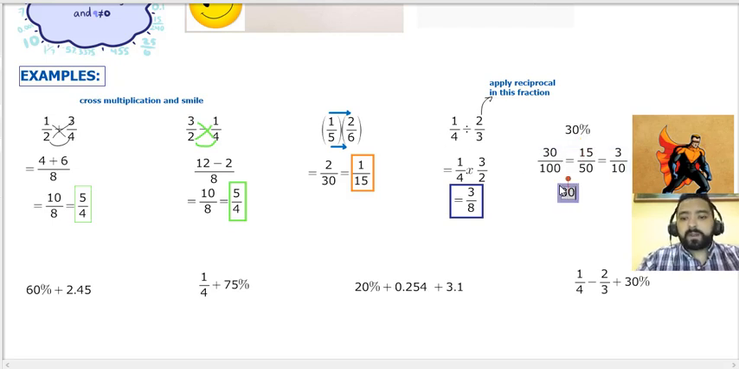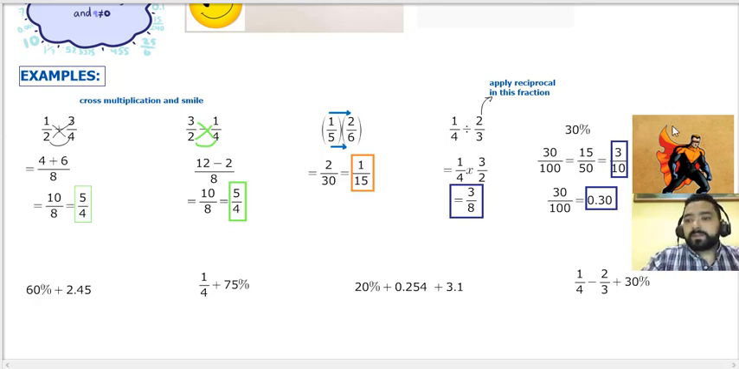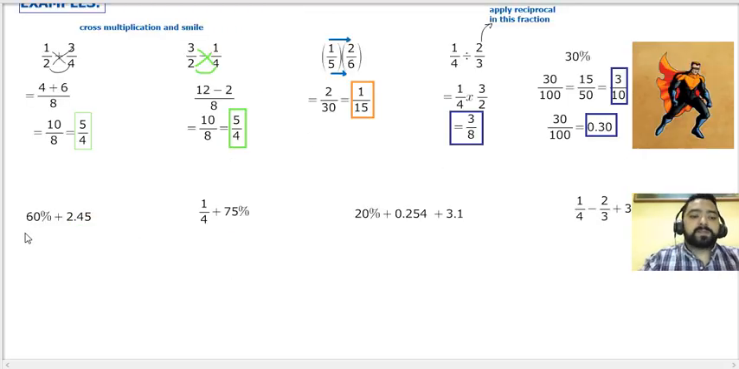But you can also convert this percent into a decimal. How? You're going to divide 30 by 100, and it's going to be 0.30. Why 0.30? Because remember, here we have 2 zeros. We need two digits after the point. So in this case, you have two options. You can convert this as a decimal, or you can convert it as a fraction. Remember, it's according to your problem. In this case, we have a mixed operation here, that is 60% plus 2.45. So in this case, it's easier to convert this one as a decimal.